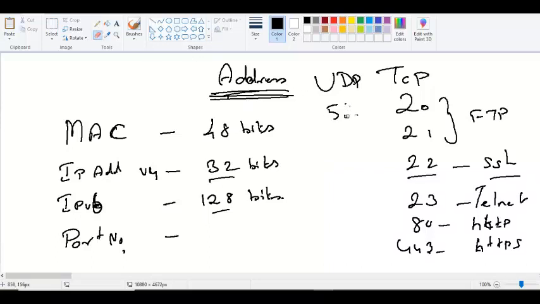Okay, domain name server, which resolves the domain name into IP address. So these are all very frequently used port numbers we should remember. Few more things I'll let you know while we learn more things. So according to me, this is also a kind of address. Now, apart from these addresses, there are also many other addresses.